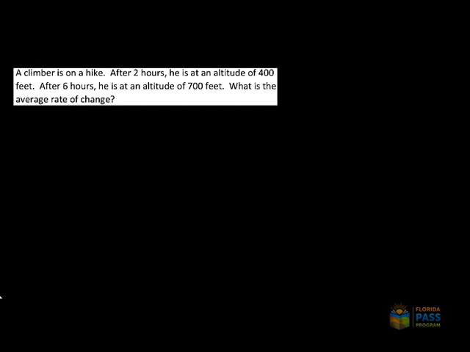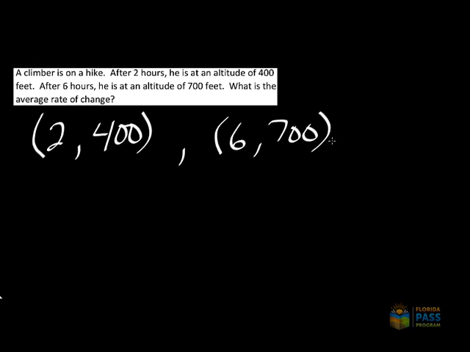So to do this, you have to write out your coordinates, number one. So I have 2 hours, 400 feet. After 6 hours, 700 feet. Now that I have my coordinates, I'm going to go ahead and label my points. x1, y1, x2, y2. This makes it so much easier when we now have to plug into the formula.